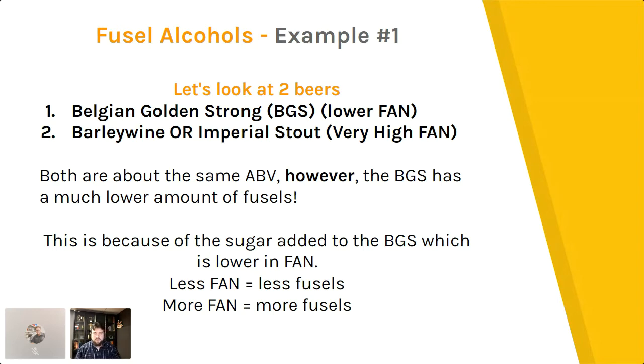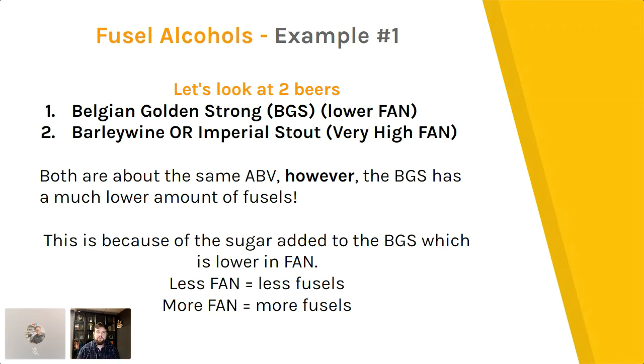Now, to go ahead of that, we have a barley wine or imperial stout, two beer styles that are almost exclusively 100% malt, 100% FAN, very high FAN content. And if you taste these, and even if you look at the BJCP standards, a Belgian Golden Strong should never have fusel alcohol character to it, while barley wines and imperial stouts can have a hot, boozy characteristic to it. The reason here is simple.